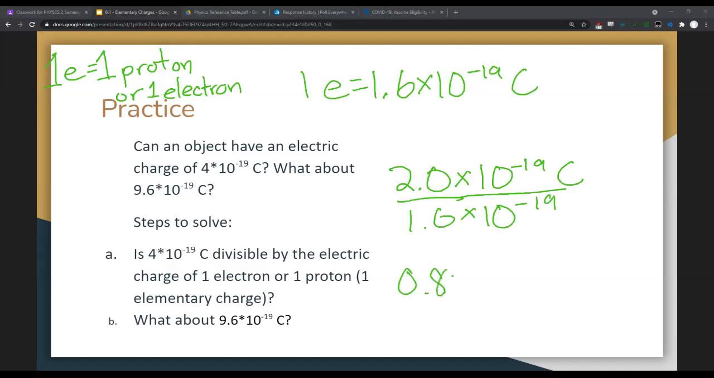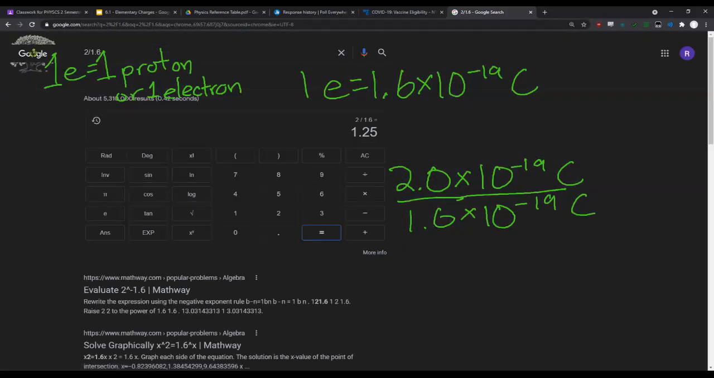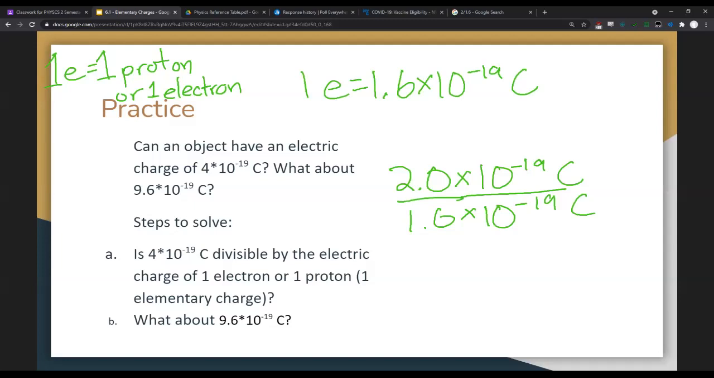0.8 times 10 to the negative 9. I'm sorry, this is not 10. It's going to be 0.8. I'm sorry, that's not 0.8. 1.6, 2 divided by 1.6 is something. 1.25. Oh yeah, that makes sense. 1.25 electrons or protons.